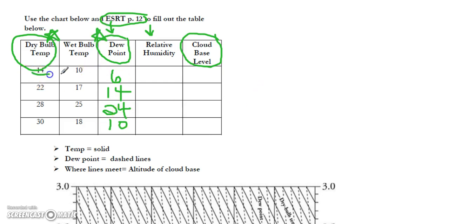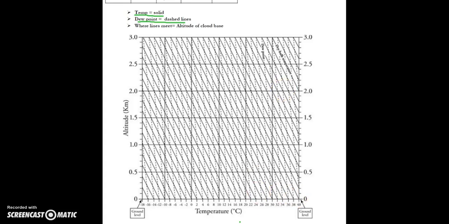So for our first example, we're going to use 14 and 6, okay? So on this chart here, you can see they're telling you the temperature is the solid lines, the dew point is the dashed lines. And where your two lines meet is going to be the cloud base level. Okay, so our temperature was 14 degrees. So what we're going to do is go to temperature 14, and notice how the solid lines are diagonal.